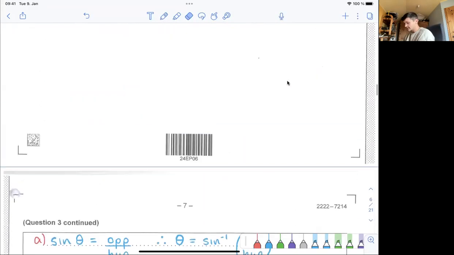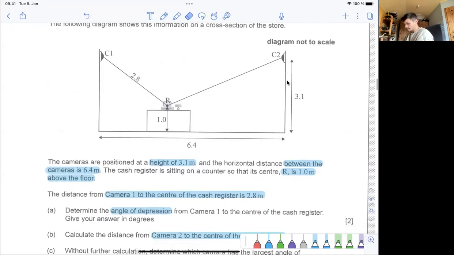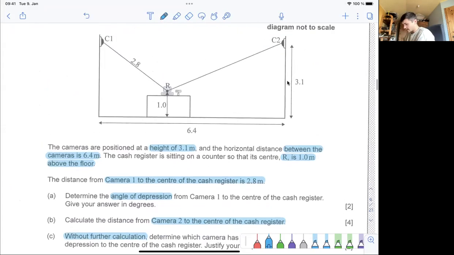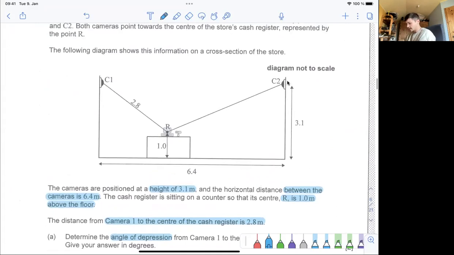To part C. Here we're asked to, without further calculation, determine which camera has the largest angle of depression to the center of the cash register. Justify your response. Let's stress this idea: we don't want to do any more calculations. We've got to justify our response with, I suppose, intuition. So let's go back up to our diagram here.